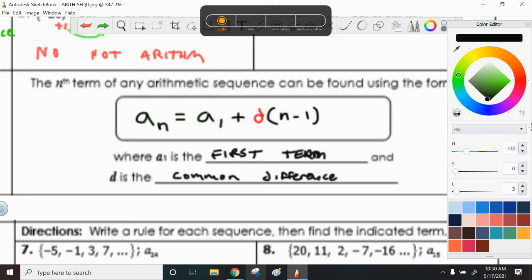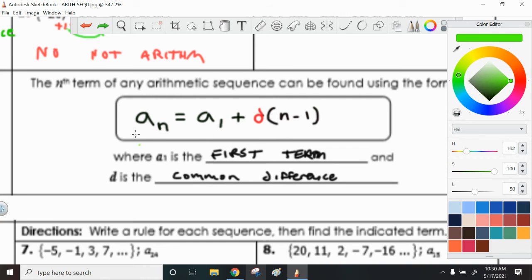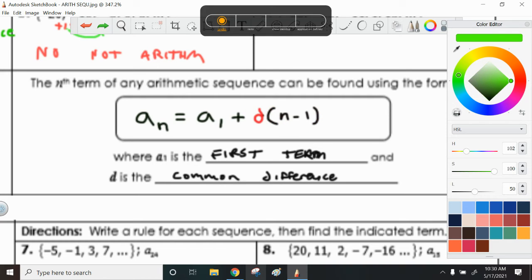So again, the only kids who struggle are kids who have already given up. If you're staying with me, you're already doing better than them. We need 1 less than the term we're looking for, multiplied by the difference, added to the first term, okay?